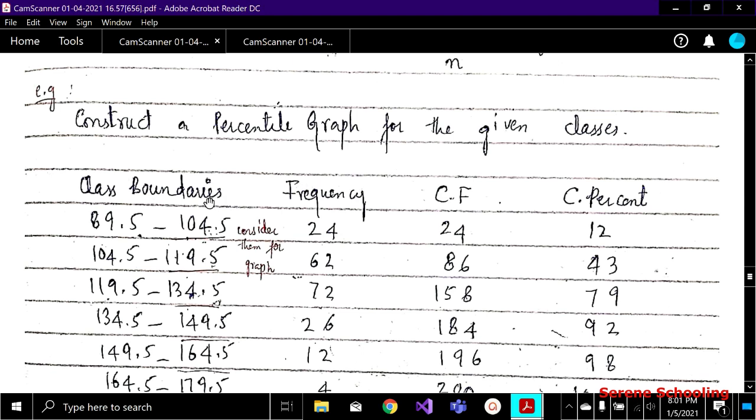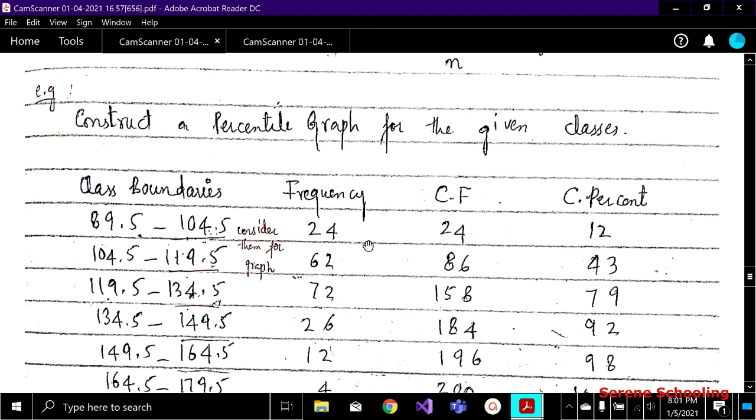Here you can see we are already given the class boundaries, right? If we were only given the class limits, then we would have to find the class boundaries ourselves, but here they are already given, and the frequency is also given. So we have to find the cumulative frequency, because for cumulative percentages we need the cumulative frequency, right? What are cumulative frequencies? We have already discussed that cumulative frequency is the sum of all preceding frequencies.